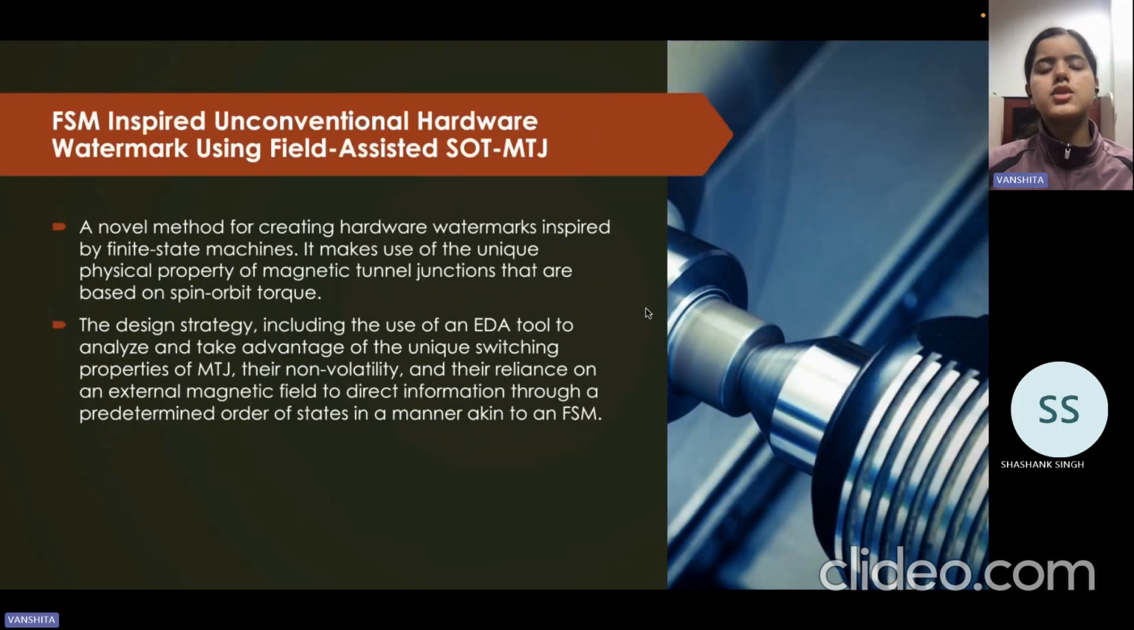Next up, moving on to a new novel idea. So, FSM inspired unconventional hardware watermark using field assisted SOT MTJs. This novel method is used for creating hardware watermarks inspired by finite state machines. It makes use of the unique physical property of magnetic tunnel junctions (MTJ) that are based on spin orbit torque (SOT). This design strategy takes advantage of the unique switching properties of MTJs, their non-volatility, and their reliance on an external magnetic field to direct information through a predetermined order of states in the FSM.